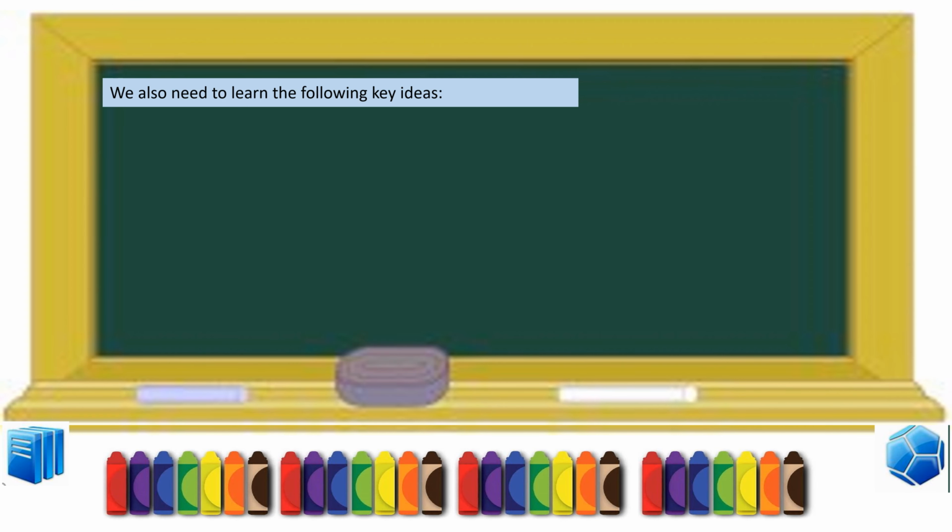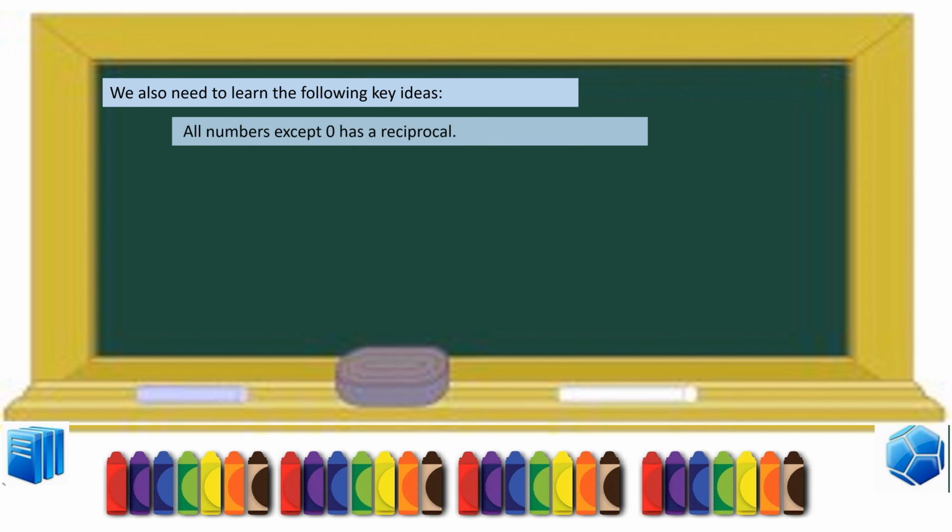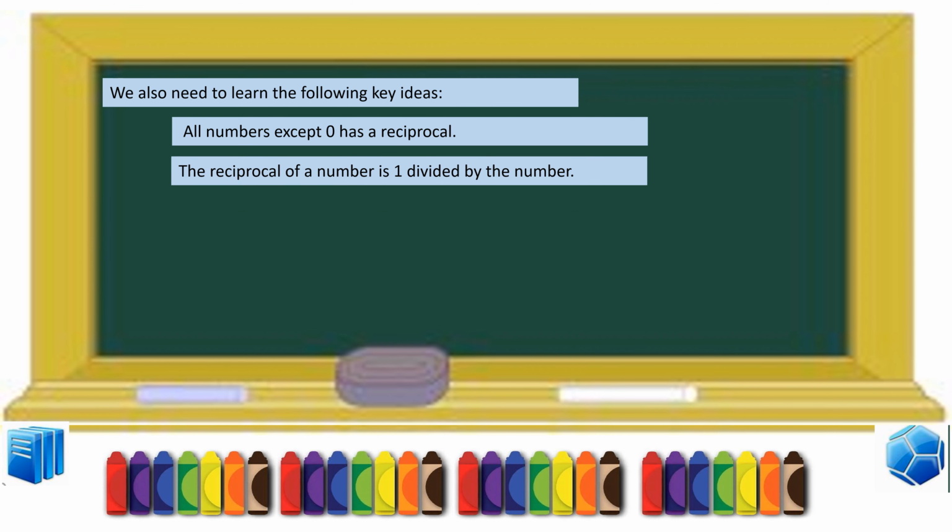We also need to learn the following key ideas. All numbers except 0 have a reciprocal. The reciprocal of a number is 1 divided by the number. Example, the reciprocal of 3 is 1 divided by 3 or 1/3. Example number 2, the reciprocal of 8 is 1/8.